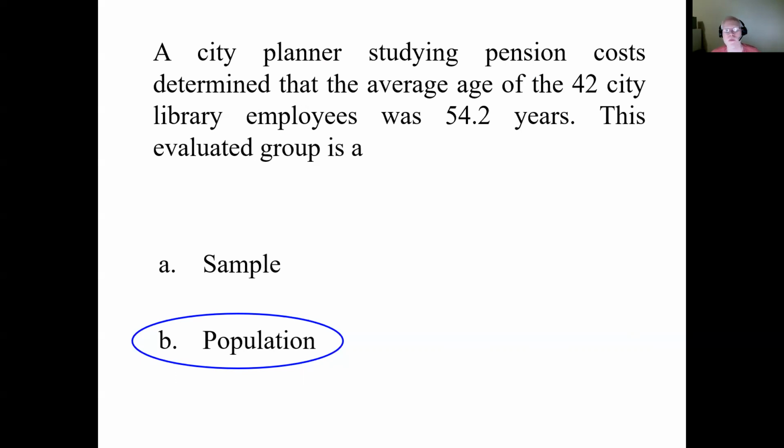They didn't take some subgroup of it and gather their ages. They looked at everyone. They looked at the full census of those who were working there. So they had the population of library employees. Just to take it a step further, the average age that they calculate there of the 42 city library employees, that average age, therefore, because we're dealing with the population, the average age of 54.2 is a population parameter, right? Because whenever we're dealing with the population and we have a characteristic, that characteristic is a population parameter.